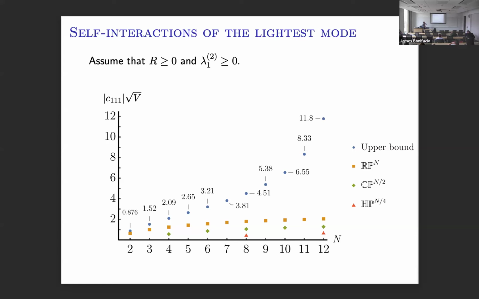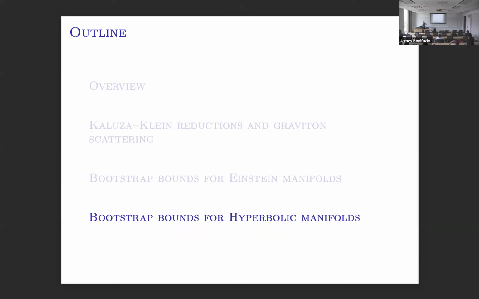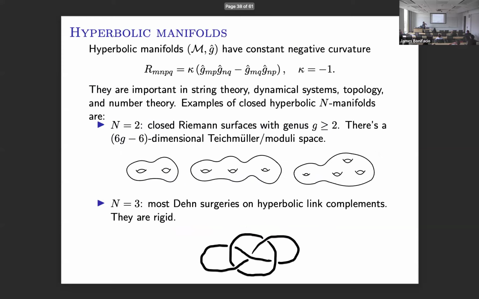Okay, I guess I'm out of time, so let me do a 2-minute summary. For hyperbolic manifolds, this is a further restriction where you have constant negative sectional curvature. So this includes things like Riemann surfaces of genus 2 or more, or you can get hyperbolic manifolds in 3 dimensions by doing what's called hyperbolic Dehn surgery on link complements. For example, there's this 3-component link on these mugs. This is a hyperbolic link, so I can do Dehn surgery on it to get a bunch of hyperbolic manifolds.